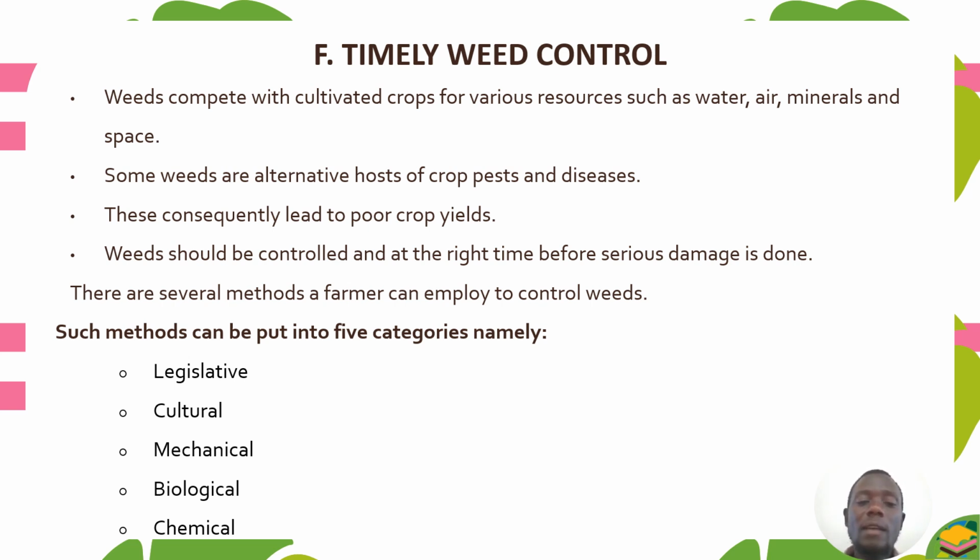Though there are several methods a farmer can employ to control weeds, and these methods are categorized into five: legislative, cultural, mechanical, biological, as well as chemical. These are categories of weed control.